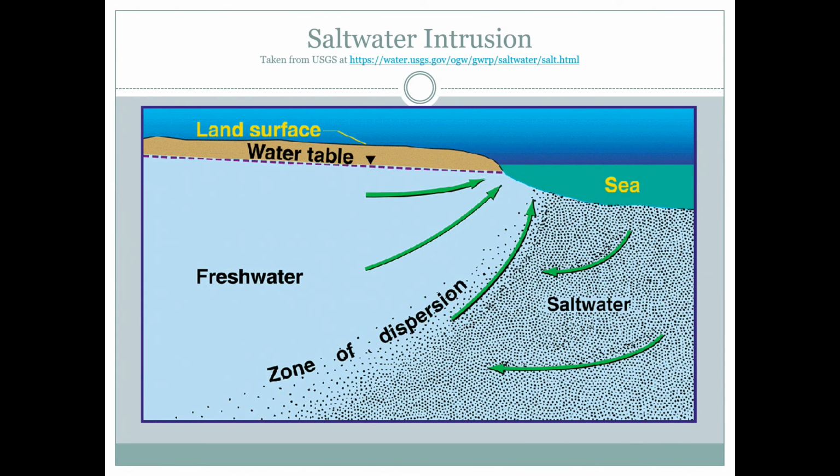This is a saltwater intrusion. Notice how you've got the freshwater there and the saltwater, and how they have a zone of dispersion. If you put a well, say, on the land surface to the left and started to suck up too much of that freshwater, you can start to suck in some of that saltwater, and it can intrude into the freshwater and pollute it. So you've got to be careful.